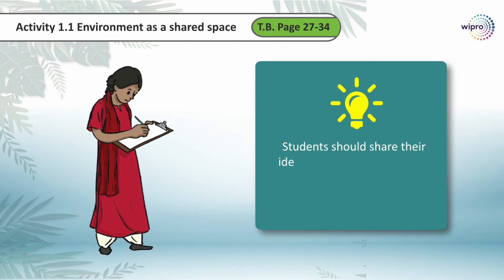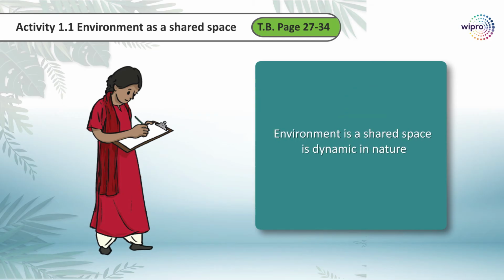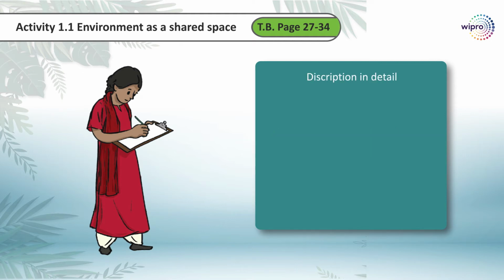Students should share their ideas on what can be termed as environment by giving examples. They should be guided to realize that the environment is a shared space which is dynamic in nature. Describe what you have observed as detailed as possible. For example, how many different species of plants and animals did you notice in the schoolyard?